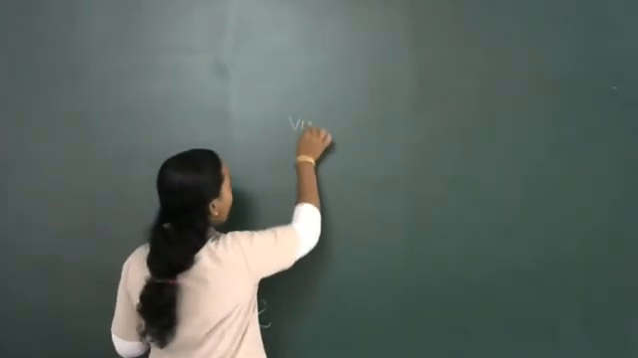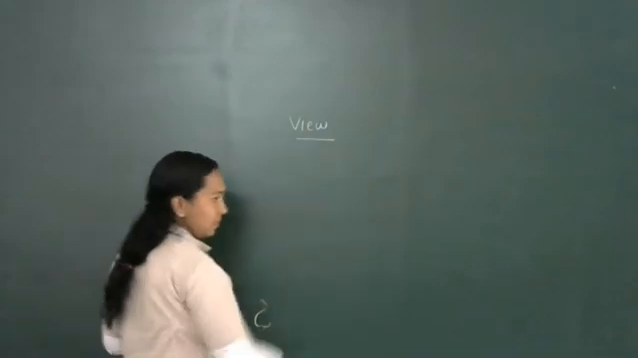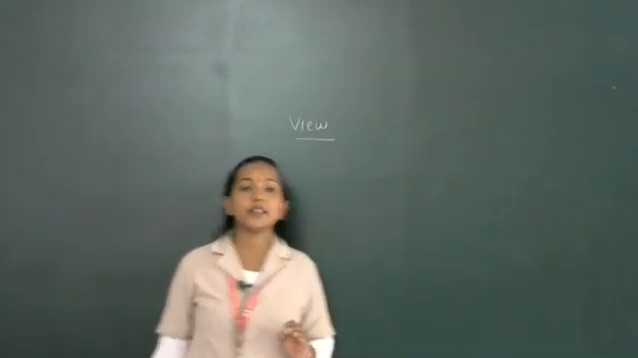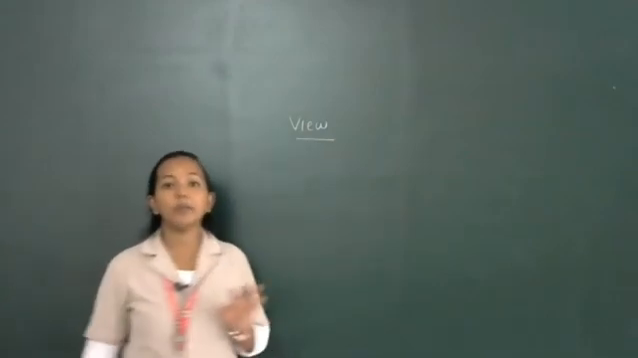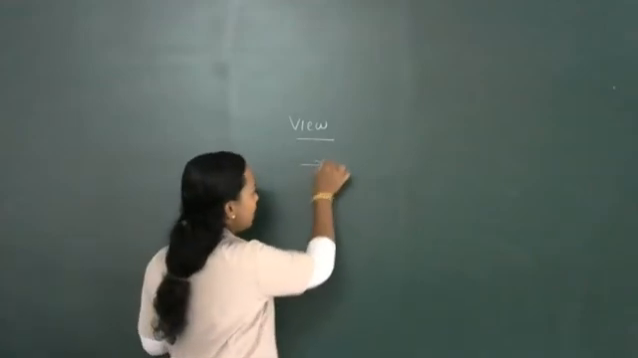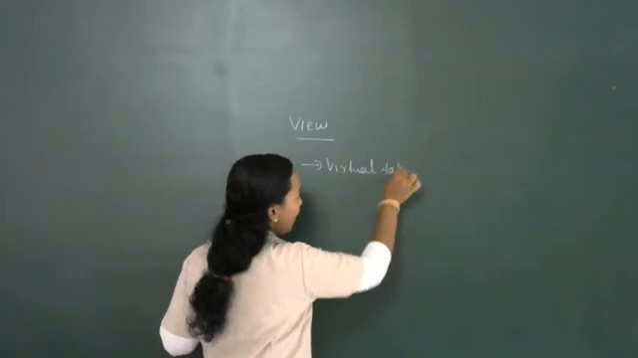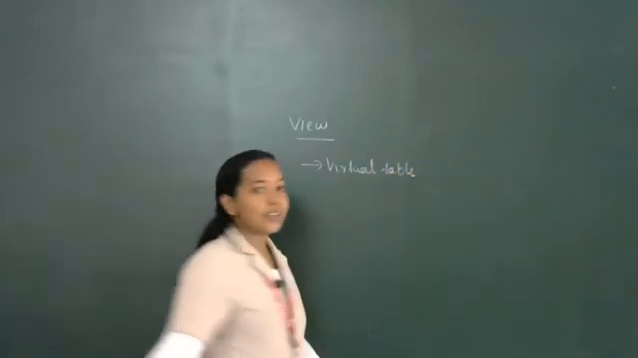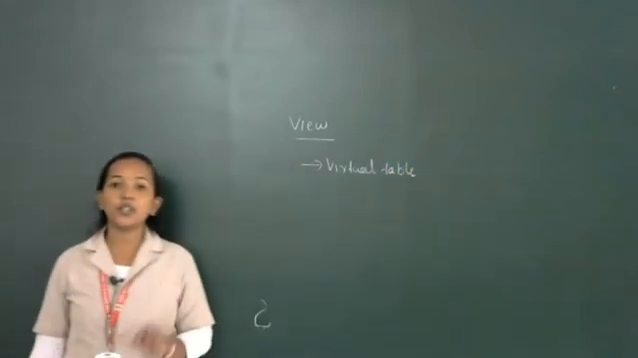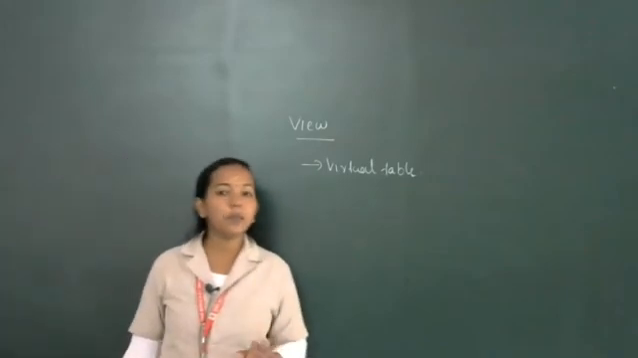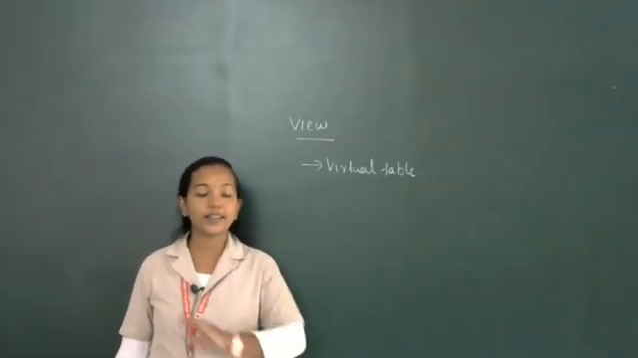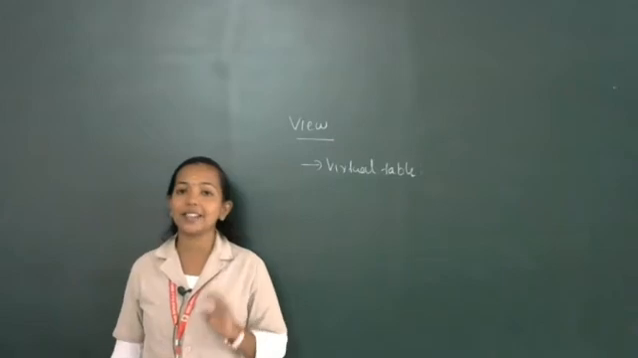So what is our topic? View. View means it is a virtual table. In a single statement we can define a view, a virtual table. What is a view? A view is a virtual table. Virtual table means it is not real. It does not really exist as a table.